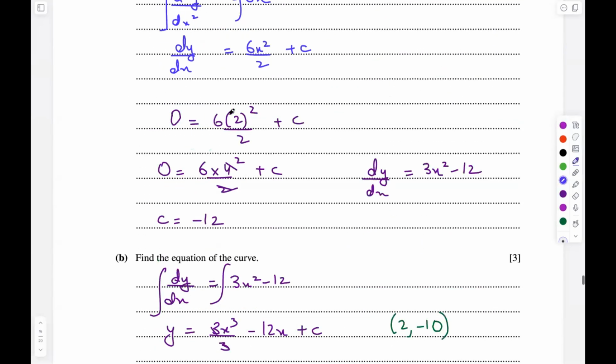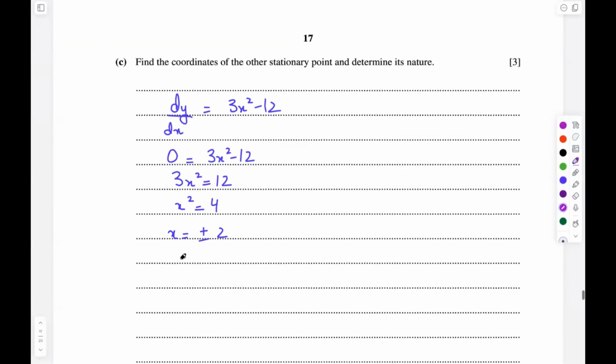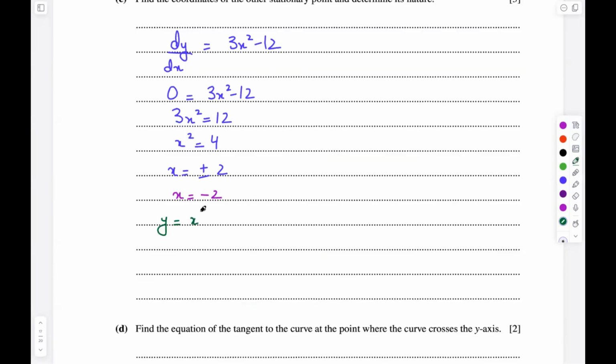Now, as we already had x equals 2 as one of our points, the other stationary point's x coordinate will be x equals -2. Once we have the value of x as -2, to find the y coordinate, we'll substitute this into the equation of the curve. So the equation of the curve was y equals x cubed minus 12x plus 6. Substituting x equals -2, we'll get (-2) cubed minus 12 times -2 plus 6.